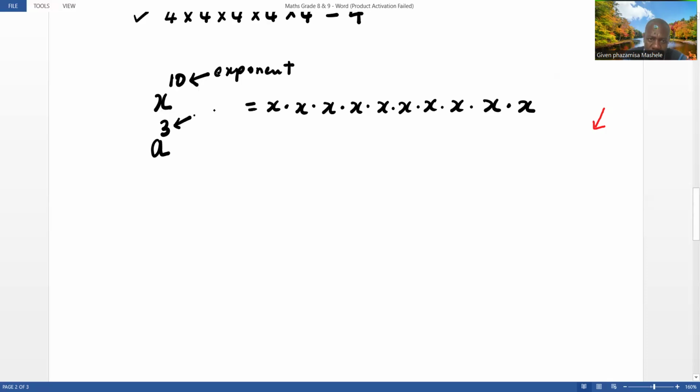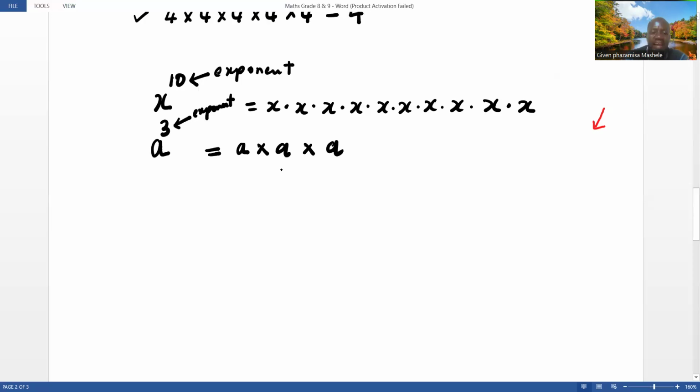So what does this mean? This 3 is telling us that if we want to write this a, we can multiply the a by itself 3 times. Remember, I can use a dot to represent multiplication. You can either use a cross or a dot. So I can repeat the a 3 times, which means the exponent tells us the number of times we multiply the number or quantity by itself. Now we are able to know what an exponent is.